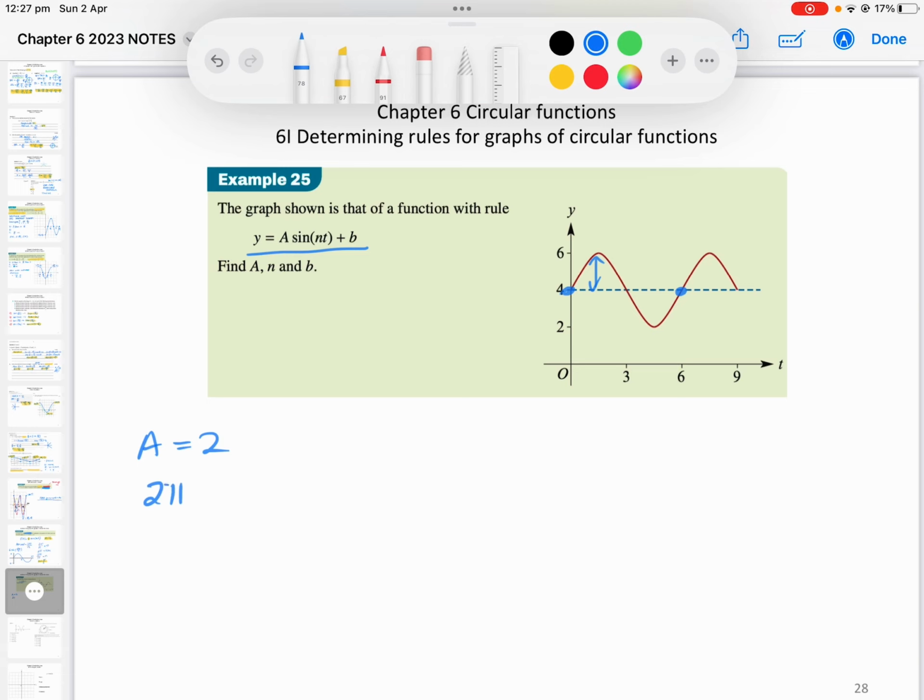So 2 pi on n equals 6. So 2 pi equals 6n. So n is 2 pi on 6, which is pi on 3.